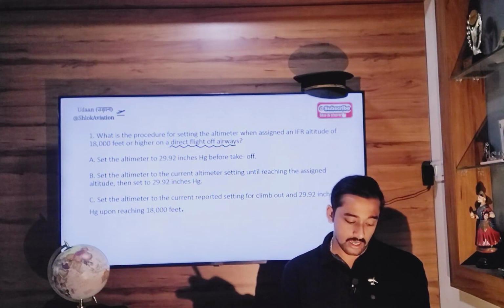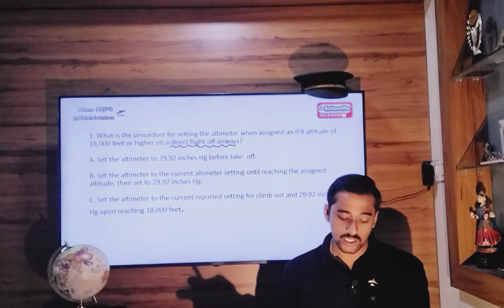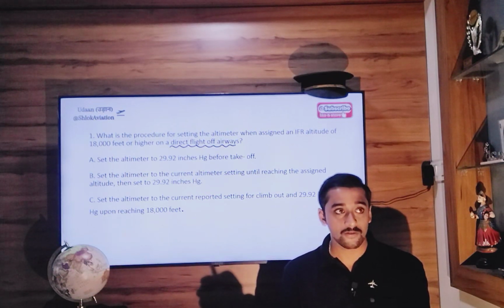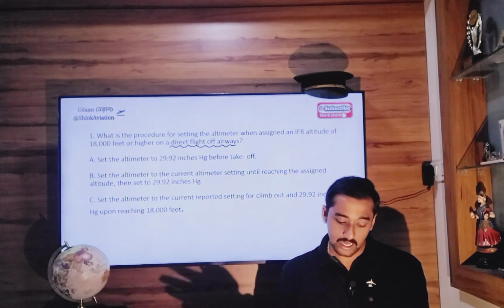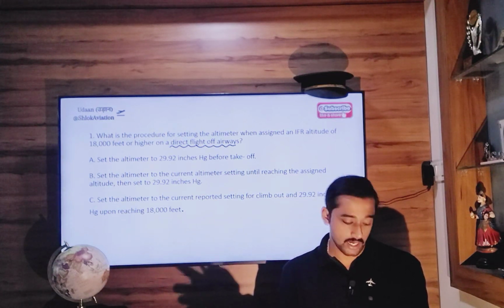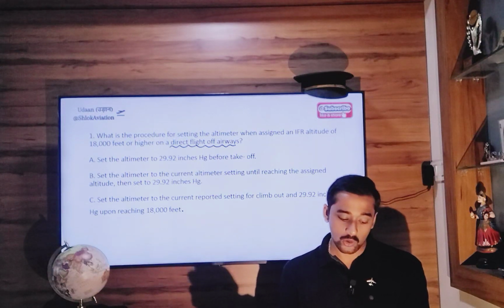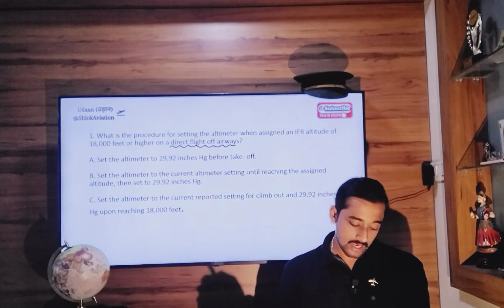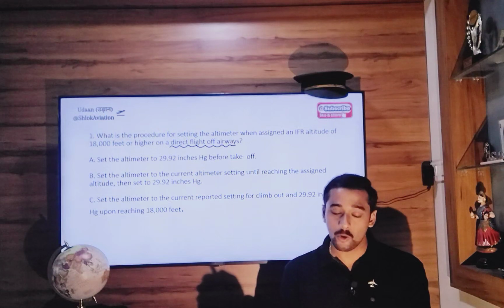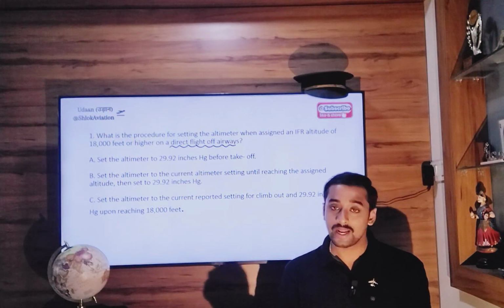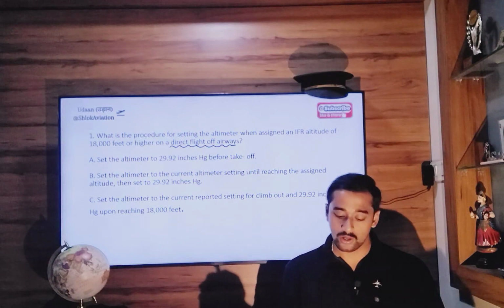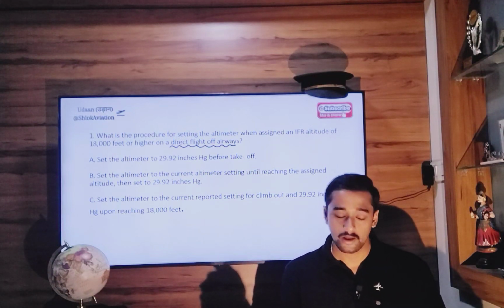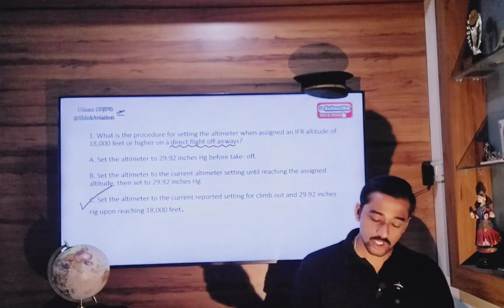Option A: set the altimeter to 29.92 inches of mercury before takeoff. Option B: set the altimeter to the current altimeter setting until reaching the assigned altitude, then set to 29.92 inches of mercury. Option C: set the altimeter to the current reported altimeter setting during the climb, and when you reach 18,000 feet, you change it to 29.92 inches of mercury. So the correct option is option Charlie.